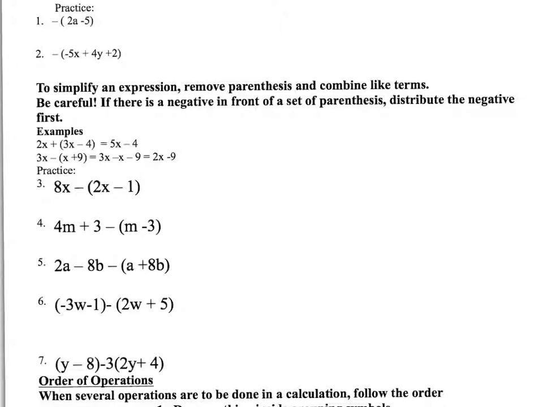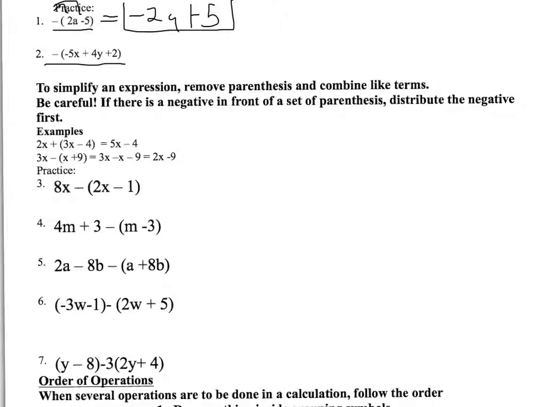So, looking at practice problem number 1, is there a negative in front of the parentheses? Sure there is, so it acts like a negative 1. Negative 1 times a positive 2a is a negative 2a. Negative 1 times a negative 5 is a positive 5, so we have plus 5. So negative 2a plus 5 is exactly what we're looking for in simplifying that expression.